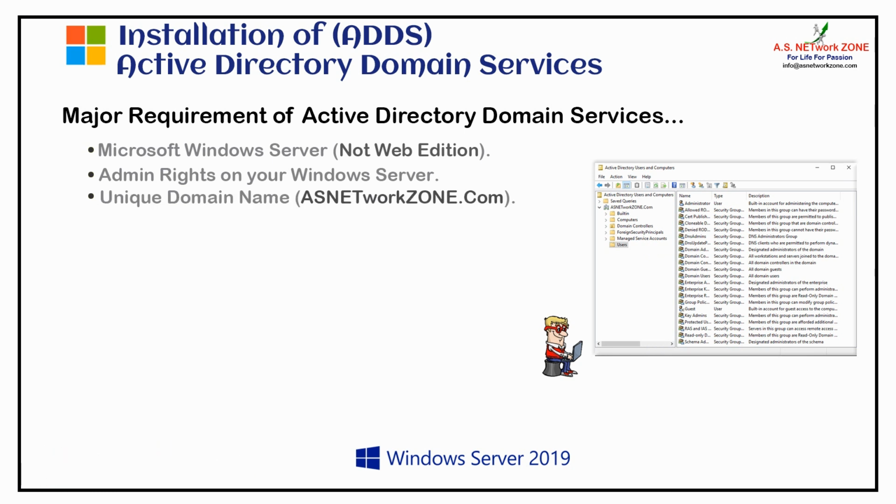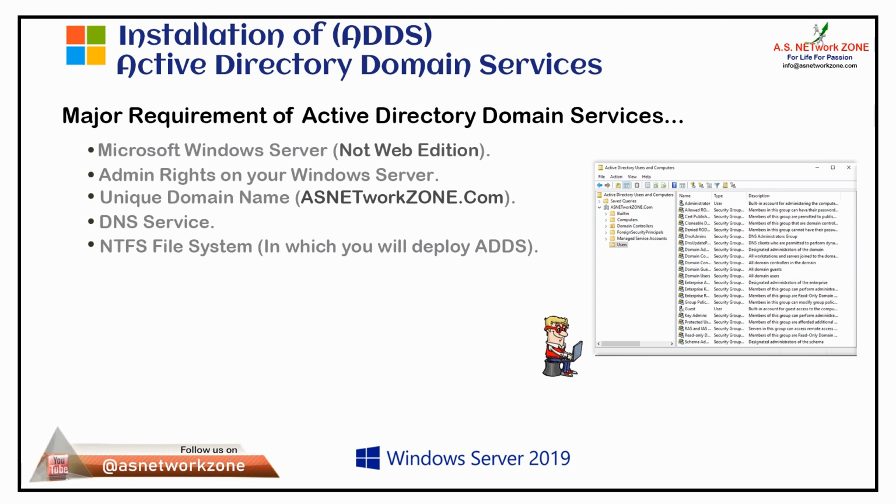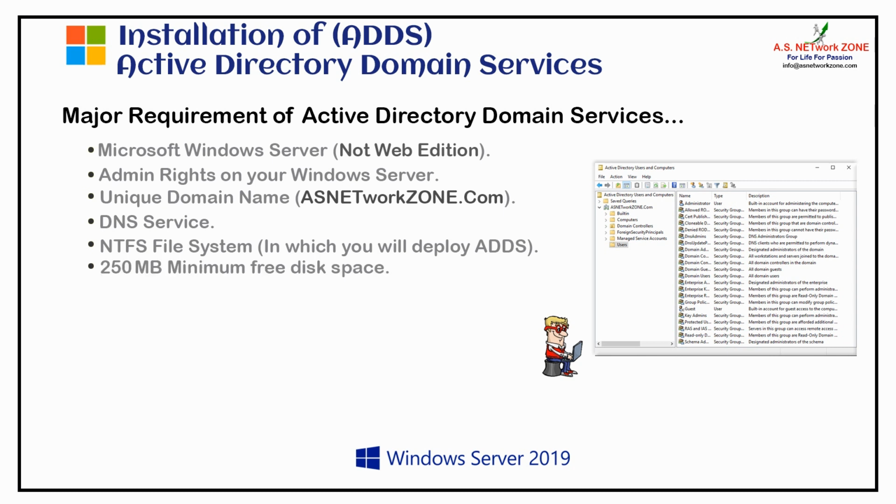You also need a unique domain name. Inside your network there should be a DNS service so that DNS can resolve your domain name. There should be an NTFS file system on the drive where you are planning to deploy Active Directory Domain Services. You also require 250 MB minimum free disk space. 200 MB of disk space is for your Active Directory database, I mean to say for ntds.dit as well as SYSVOL to store your scripts as well as policies. And 50 MB of disk space you require for your Active Directory Domain Services logs.